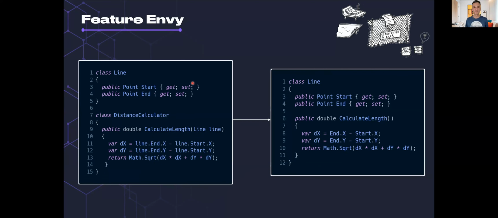The other example is feature envy, where a method accesses the data of another object more than its own data. We consider it feature envy if there are at least 3 consecutive calls to another class. Like here we have a line with 2 points, then we have some calculator in the method, and this calculator is accessing this line's properties multiple times. What we want to do in this case is move this method inside of the line class, and then it can access all the internals, with move method or extract method.